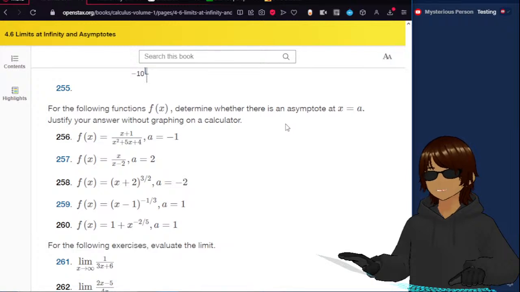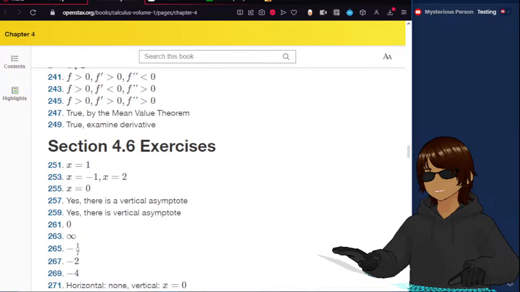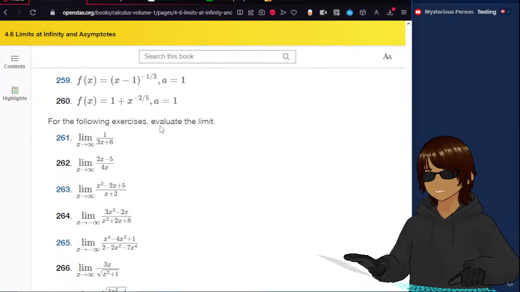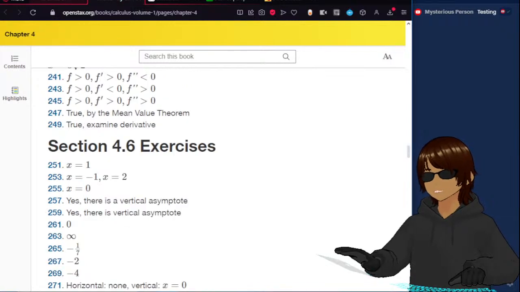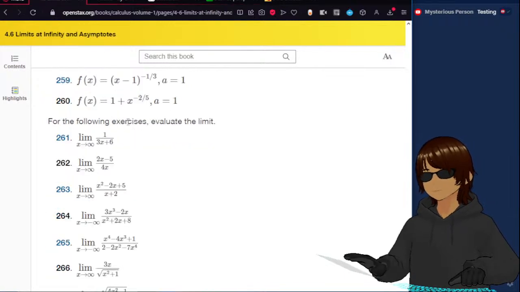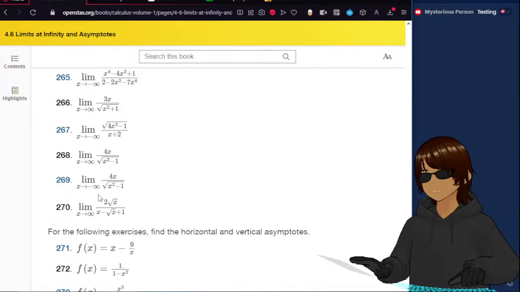Determine whether there is an asymptote at x is equal to a. Yes, there is an asymptote. Okay, evaluate the limit. As x keeps increasing, the limit grows closer and closer to 0. So, as it goes to infinity.